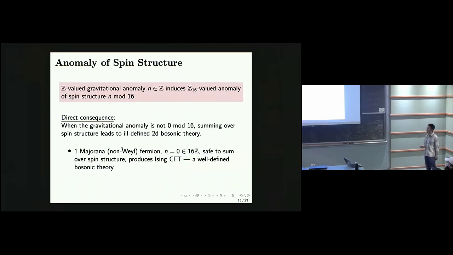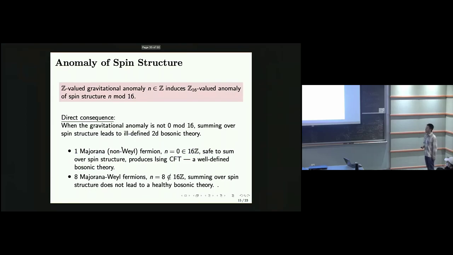For example, in our first example, we have the one-Majorana fermion whose gravitational anomaly is 0. And so therefore it's safe to sum over the spin structure. You'll get a well-defined bosonic theory, which is the Ising CFT. But in our second example, we have the A-Majorana-Weyl fermion, and it has the gravitational anomaly A, which is not 0 mod 16. Therefore, summing over the spin structure does not give you a healthy bosonic theory.